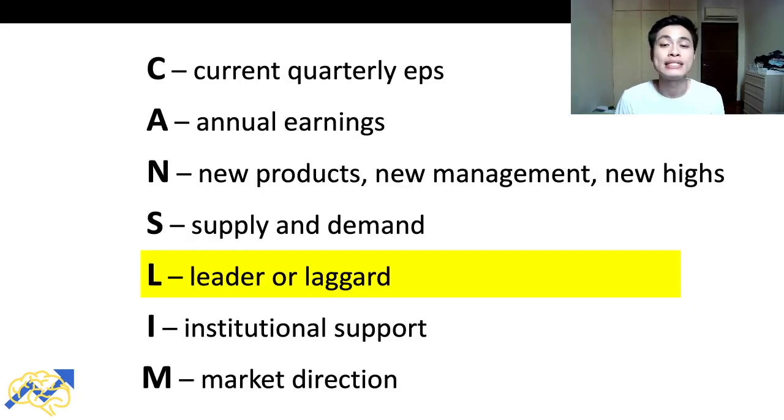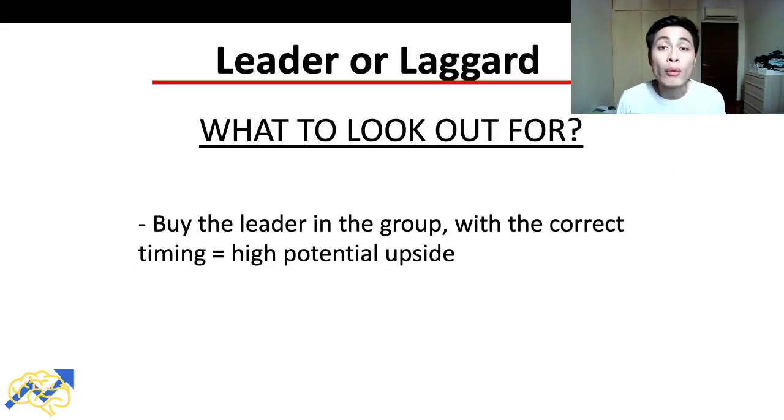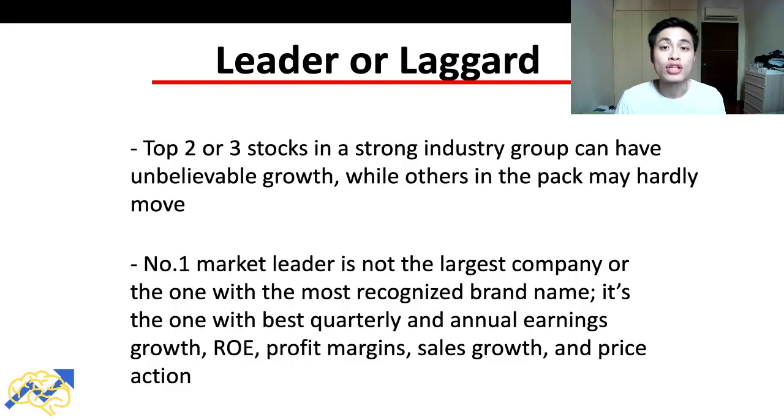The L in CANSLIM stands for leader or laggard. When we are buying stocks, we only want to buy the leader in the group with the correct timing, because by doing this, we will have huge potential upside for the stocks that we are buying. The top 2 or 3 stocks in a strong industry group can have unbelievable growth, while others in the pack may hardly move at all. And that is why we only want to focus on the leaders. Market leaders are not the largest companies or the ones with the most recognized brand names.